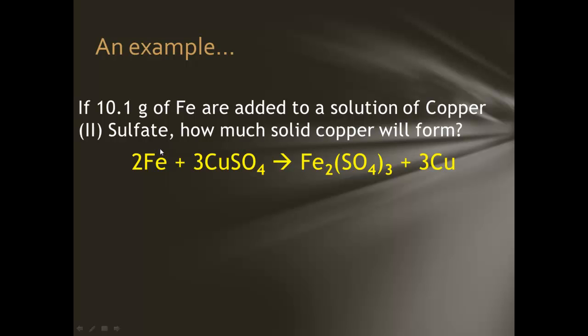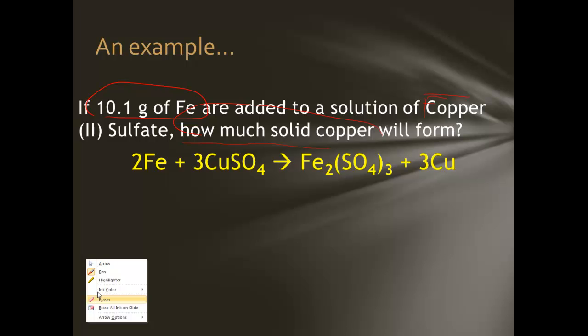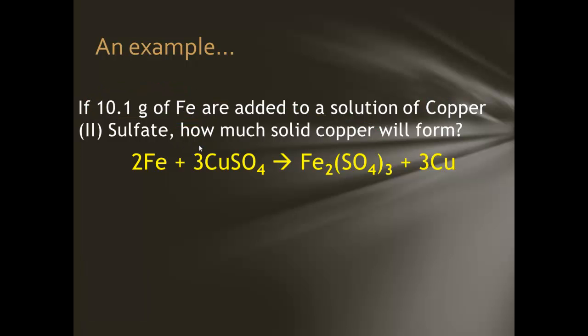So here's what I'm given to start, 10.1 grams. Okay, the question asks how much solid copper will form. So the way I set up these problems sometimes is I write the stuff on top of it. Since I'm given 10.1 grams of iron, I write that there, and then I am asked for grams of copper. So I put a question mark with the g next to it.